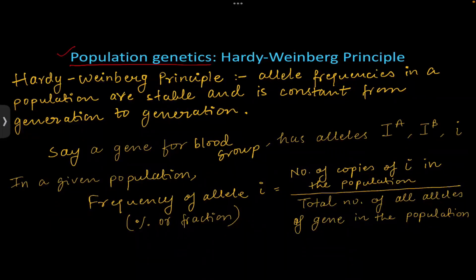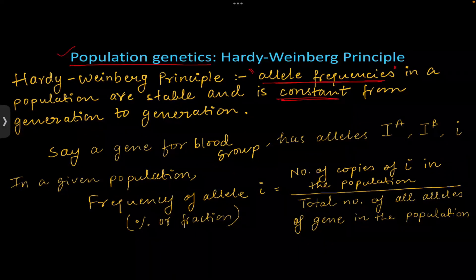population genetics. Under this area, a famous principle is the Hardy-Weinberg principle. What does this principle state? This principle states that allele frequencies, I'll explain what allele frequencies are later, in a population are stable in nature and constant from one generation to the next. It means the value doesn't change. Also, the allele frequency remains in equilibrium, and does not change when studying a population from one generation to the next generation. This is what the Hardy-Weinberg principle states.